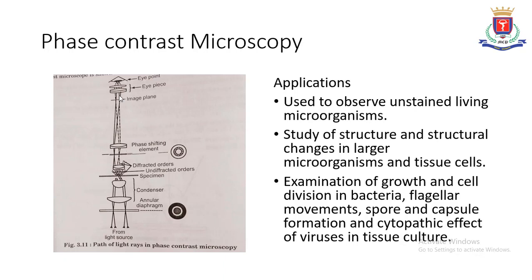So the applications usually include that this microscope can be used to observe unstained living microorganisms. Then it is used to study the structural changes in larger microorganisms and tissue cells. Then it is used to examine the growth and cell division in bacteria, flagellar movements, spore and capsule formation, and cytopathic effect of viruses in tissue culture.